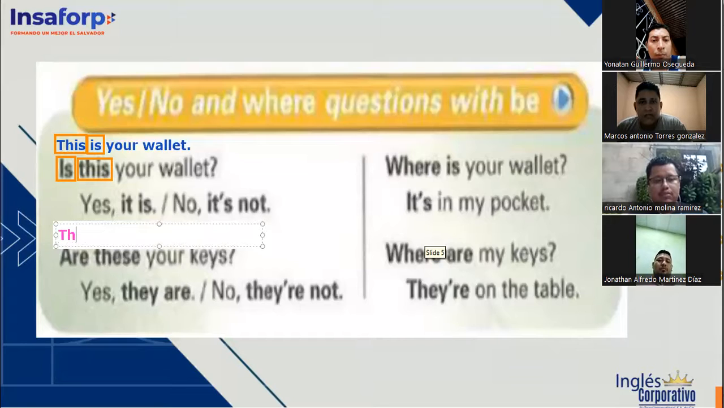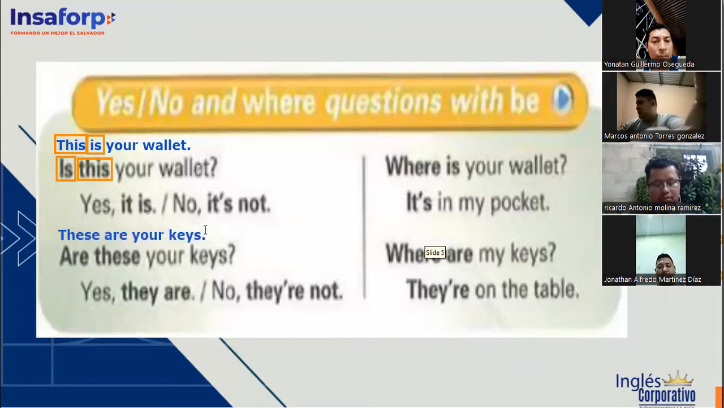The same thing here. These are your keys. What does that mean? Estas son tus llaves. Very good. These are your keys. Now, but a question, opposite. Are these your keys? So we change it. Here, this is, question is this. Here, these are, question are these. Okay?